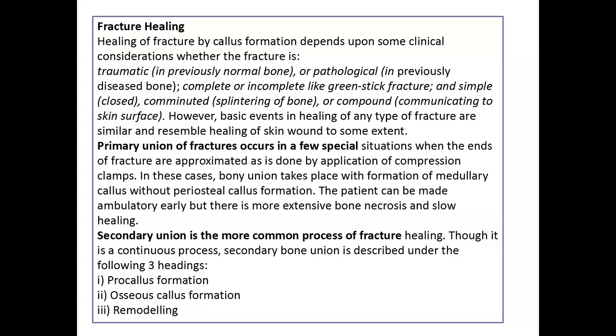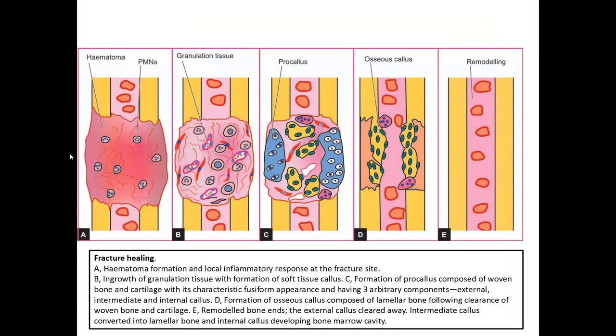Secondary union is the more common process of fracture healing. Though it is a continuing process, secondary bone union is described under the following three phases: procallus formation, osseous callus formation, and at the end, remodeling. So there are a few stages of this fracture healing. So first, we see hematoma formation and local inflammatory response at the fracture site, here you see. Then we see the ingrowth of granulation tissue with formation of soft tissue callus. And you remember that granulation tissue is immature connective tissue, rich with new vessels, inflammatory infiltrate, and some fibroblasts.